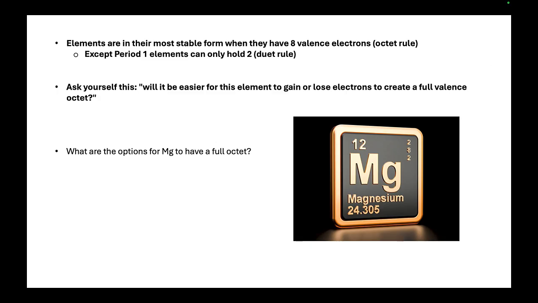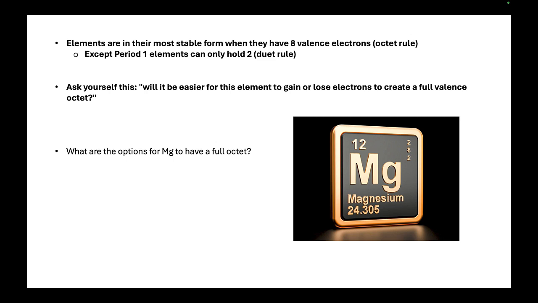So once we have that electron dot symbol, we can start to remind ourselves of the fact that elements are in their most stable form when they have 8 valence electrons. And we refer to that as the octet rule. The exception to that would be the period 1 elements, which can only hold 2 electrons. They're just not big enough to hold more than that. And so we call that the duet rule.